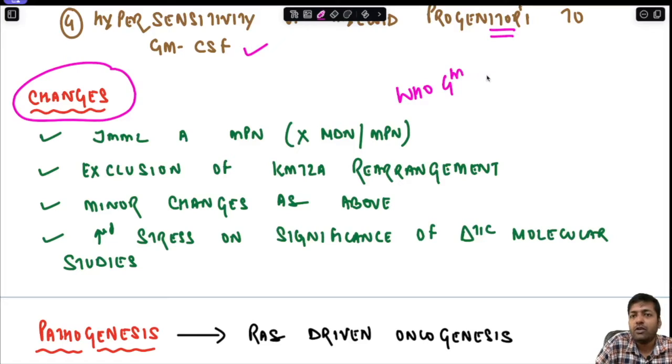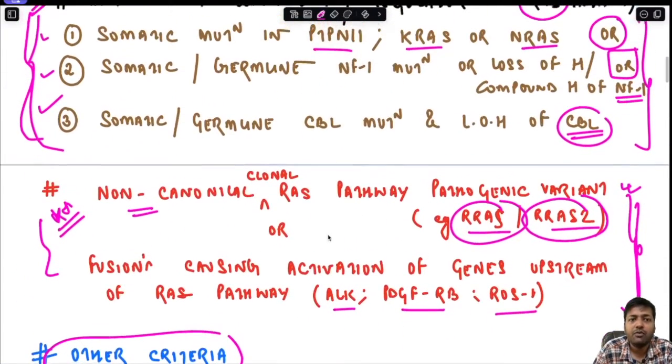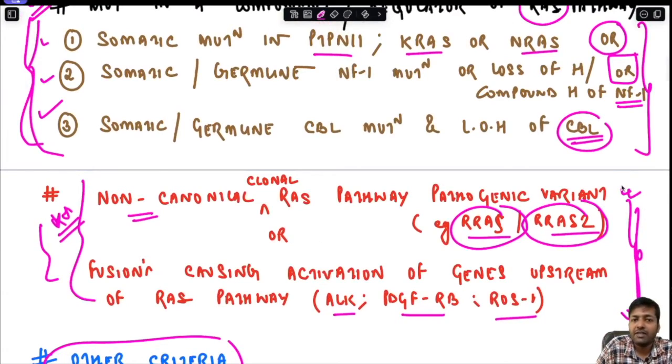when you compare WHO 4th edition versus the WHO 5th edition guidelines. Under the 5th edition, as I have already told you, JMML is regarded as a myeloproliferative neoplasm and it is not under the heading of MD and MPN. Secondly, there is exclusion of KMT2A rearrangement, as we have already seen. In other criteria certain new criteria have been introduced, so certain minor changes are there.